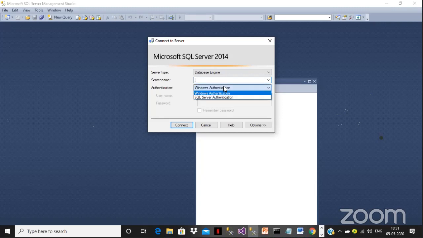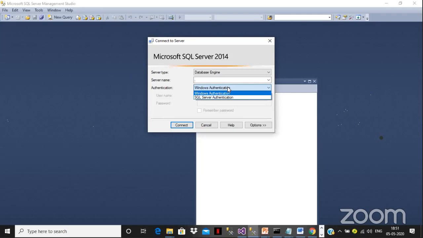And it is asking you to give the authentication. Authentication is a process of checking the user credentials. User credentials means username and password. Any user who has a username and password is called an authenticated user. You are all authenticated users of Gmail because you log into Gmail with username and password. You are all authenticated users of Facebook. Is it clear? Any user who logs in with username and password is called an authenticated user.